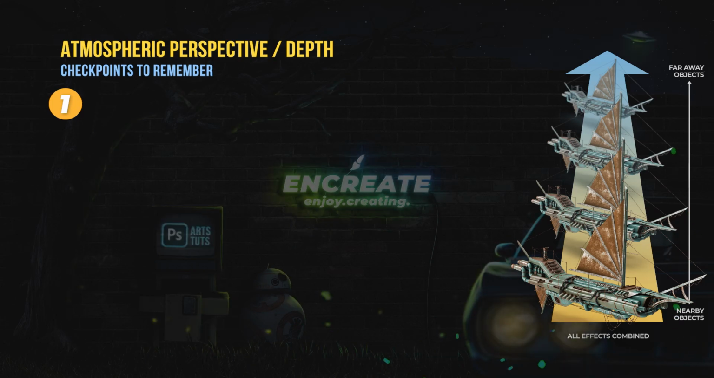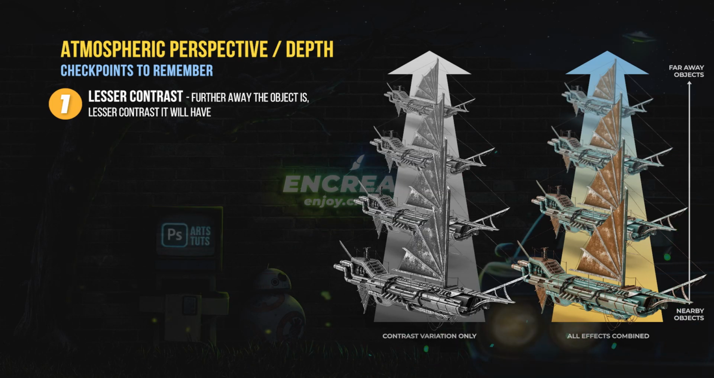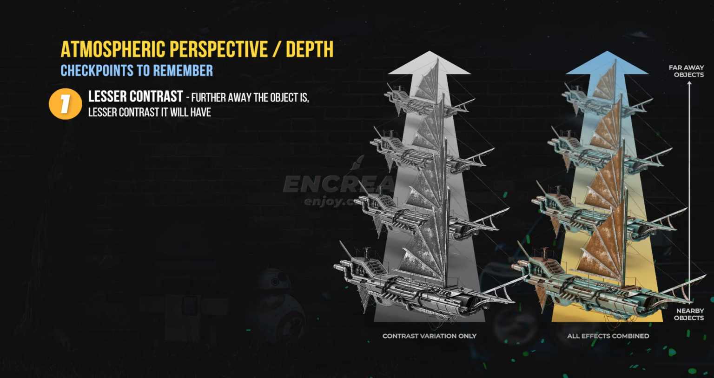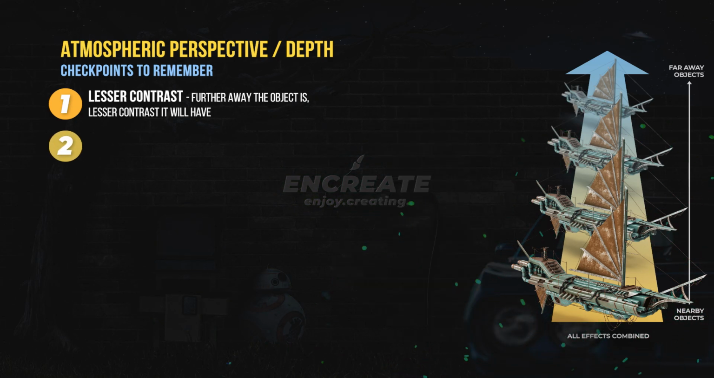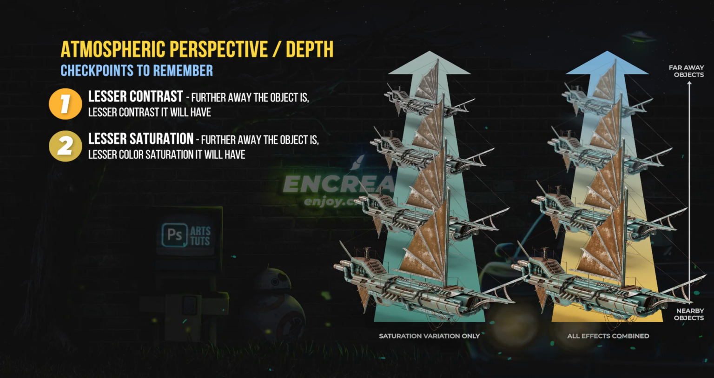Our first point will be the further away the object is from the viewer, the lesser contrast it will have. So as you can see, any object closer to the viewer will have a sharper contrast and well-defined dark and light values, but as it goes further away, the difference becomes lesser. Next, the further away the object is, the lesser color saturation it will have. Since there is that particle haze in front of that object and it will obstruct us from viewing the correct colors, it will look washed out.